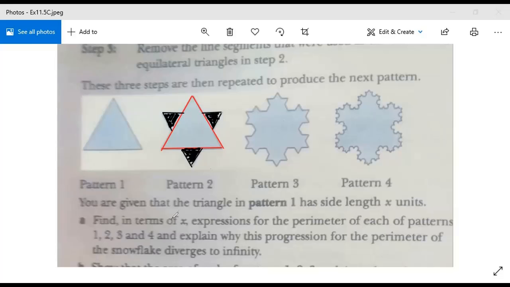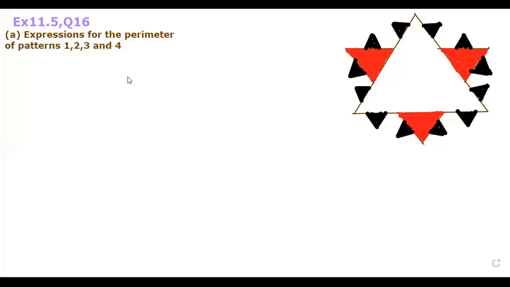Now in part A, we have to find, in terms of x, expressions for the perimeter of each of patterns 1, 2, 3, and 4, and explain why this progression for the perimeter of the snowflake diverges to infinity. So we do part A at first. In part A, we have to find the expressions for the perimeter of patterns 1, 2, 3, and 4.